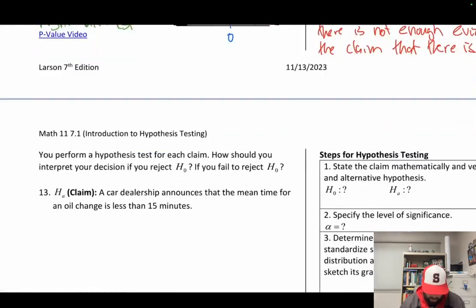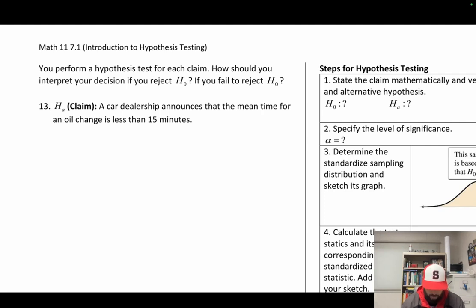All right, let's look at another example. Same process. Looking at our car dealership example, where the mean time for an oil change is less than 15 minutes. Our claim this time is our alternative hypothesis. So are we rejecting the null or failing to reject, based on what we have on our claim, which again is the alternative hypothesis? So pay attention to that. All right, so first conclusion.